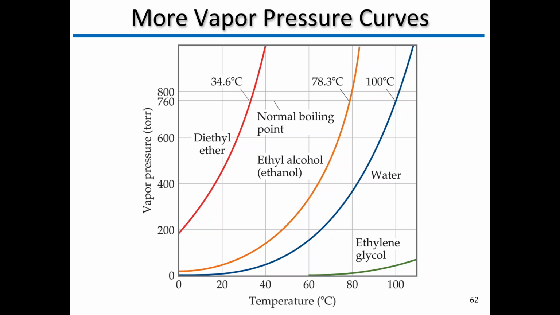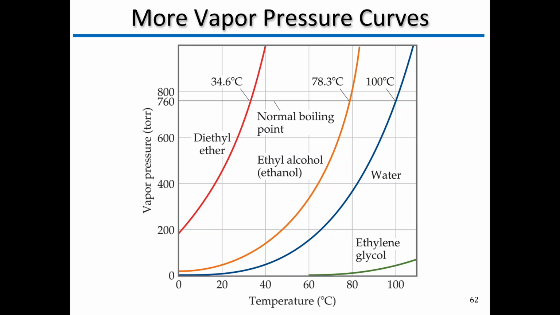Okay, so let's take a look at a couple more vapor pressure curves. We won't go into as much detail with these, but here we're going to compare things with higher vapor pressures with things with lower vapor pressures. So we take a look at something like diethyl ether compared to ethyl alcohol compared to water, and then compared to ethylene glycol. So we have vapor pressure on our y, temperature on our x. Let's look at some information we can get from this.